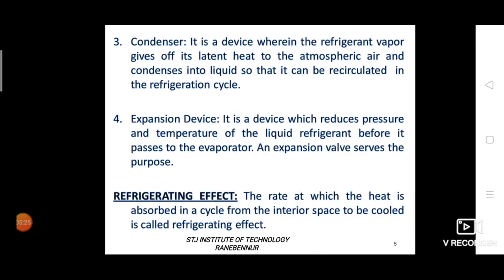Now we will discuss some of the definitions in refrigeration. That is refrigerating effect. Refrigerating effect means the rate at which heat is absorbed in a cycle from the interior space which has to be cooled by the refrigeration process. That is what we call refrigerating effect.